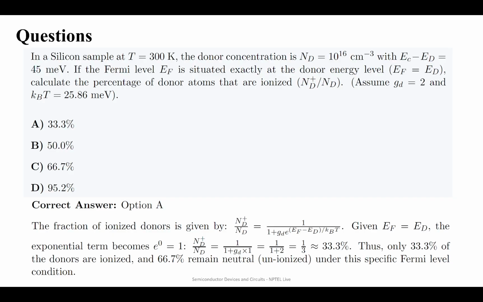Given Ef equals Ed, the exponential term becomes e power 0, which means Nd+ by Nd equals 1 upon 1 plus Gd, equals 1 upon 1 plus 2, which is 1 by 3, which is 33.3%. Thus, only 33.3% of donors are ionized and 66.7% remain neutral, that is unionized, under this specific Fermi level condition.